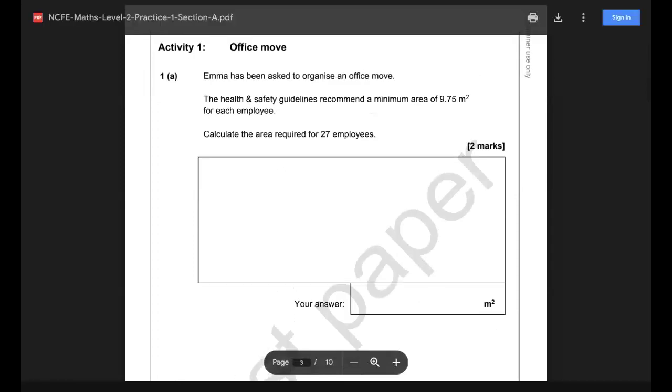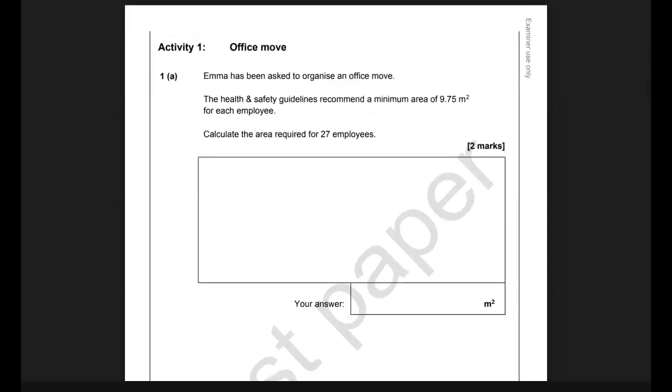Ima has been asked to organize an office move. The health and safety guideline recommends a minimum area of 9.75 for each employee. Calculate the area required for 27 employees.